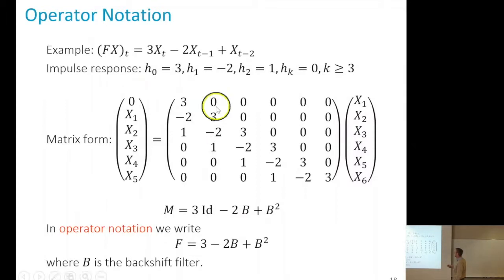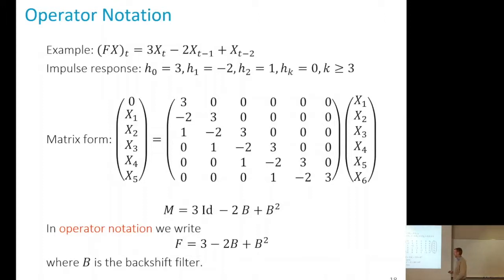For example, if I consider the filter given by this equation, yt is 3xt minus 2xt minus 1 plus xt minus 2. That's all, right? The impulse response is 3, minus 2, plus 1, and then 0 everywhere, right? Which I read here in matrix form as the first column, and then the following columns are just repetitions of the same here.